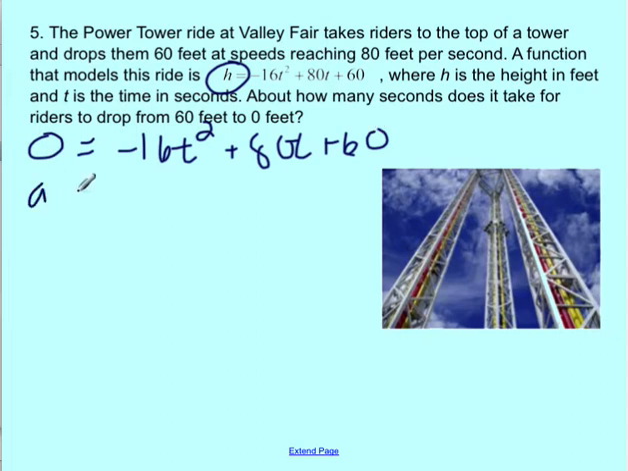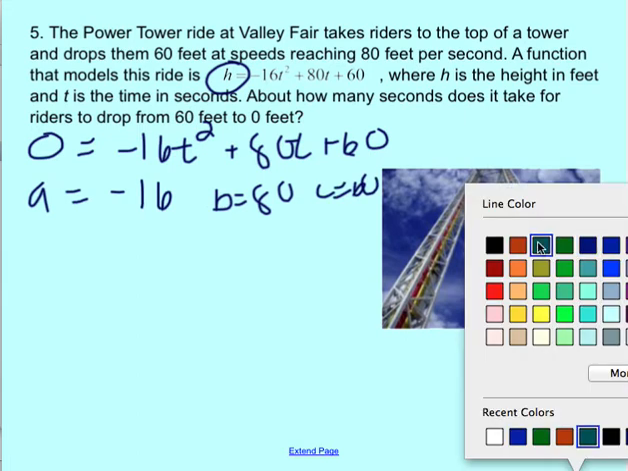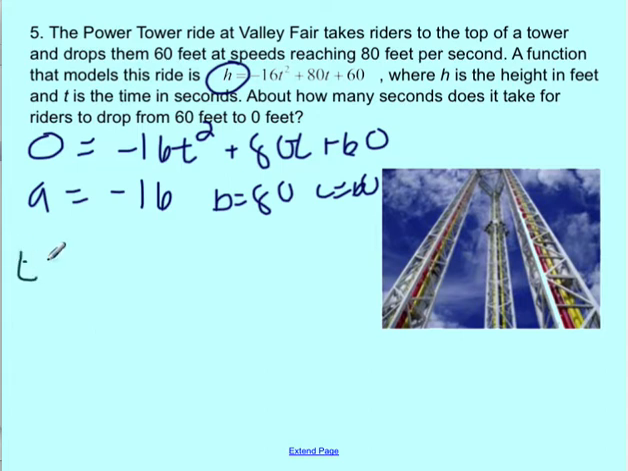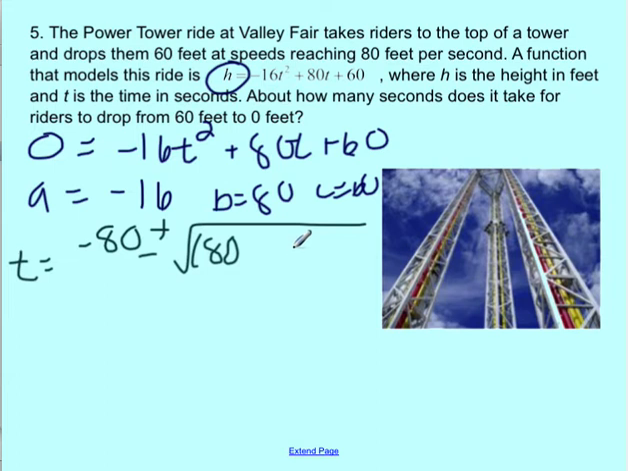So our a is equal to negative 16, our b is equal to 80, and our c is equal to 60. So now I'm going to plug that into the quadratic formula. Okay, so when I plug that in, I end up getting t, since we're using t in this one, is equal to the opposite of b plus or minus the square root of b squared minus 4 times a times c, divided by 2 times a. And this should be 60.